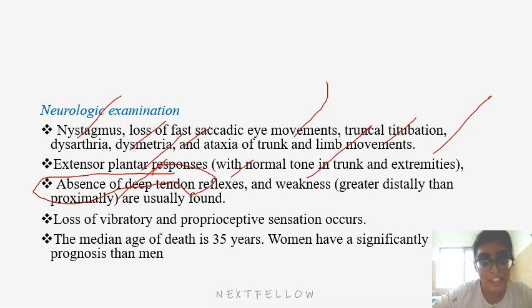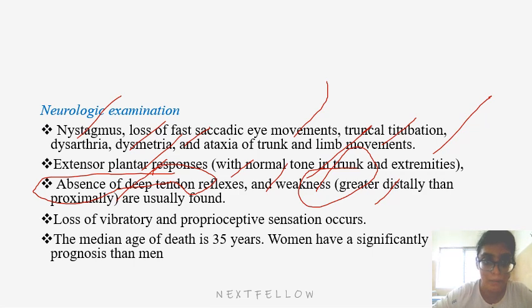So there is absence of deep tendon reflexes and weakness greater distally than proximally. Distal muscle weakness is more than the proximal muscle weakness. So what are the differential diagnoses of proximal muscle weakness? One is GBS, again hypokalemic periodic paralysis, and all kinds of myopathies. Myopathies will usually involve the proximal muscles. Then what will cause predominantly distal muscle weakness, which we see in a common scenario, is the UMN lesions: stroke, any kind of bleed, any kind of tumor. All these will cause more distal muscle weakness than proximal.